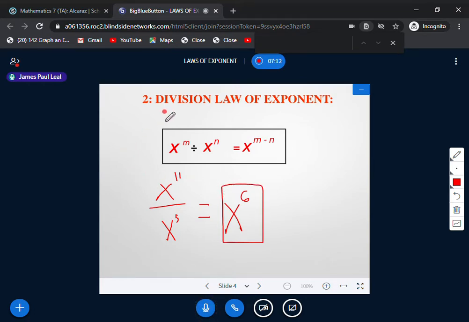Again, in multiplication, if you are pertaining to the multiplication law of exponent, you just need to add. And if you are pertaining to the division law of exponent, you just need to subtract the exponent. So that will be the first and the second law of exponent we have.